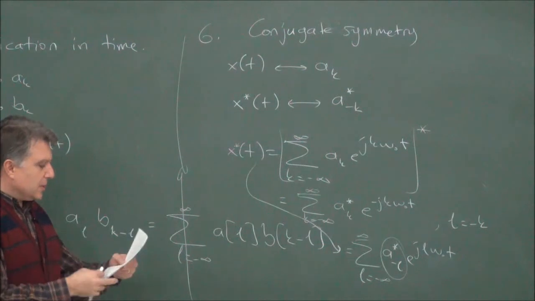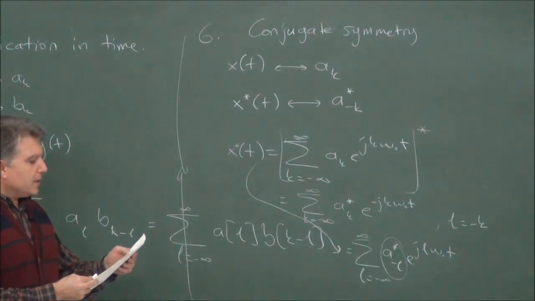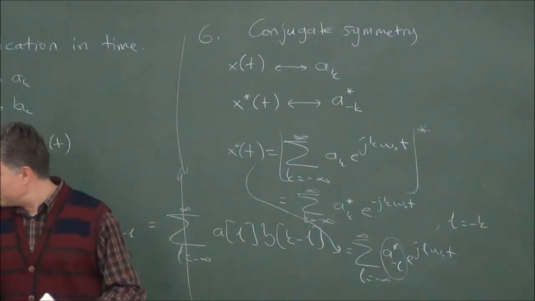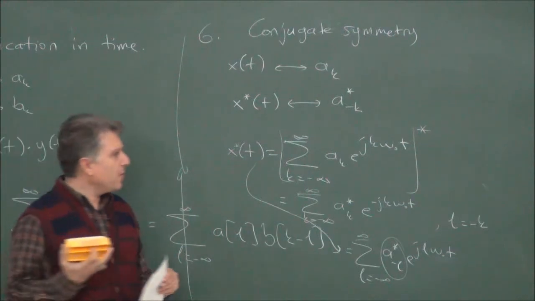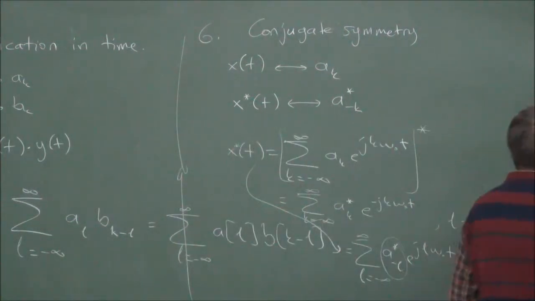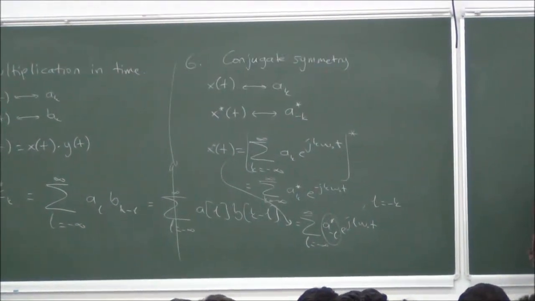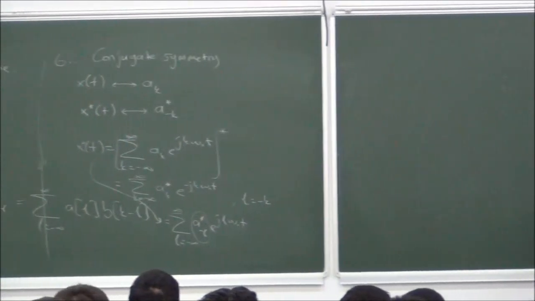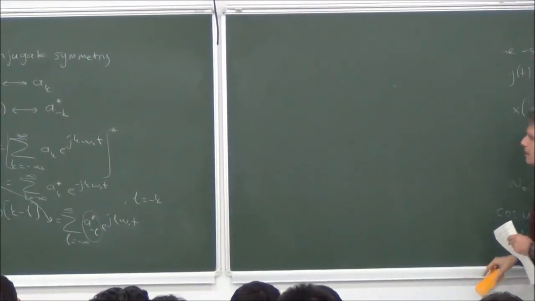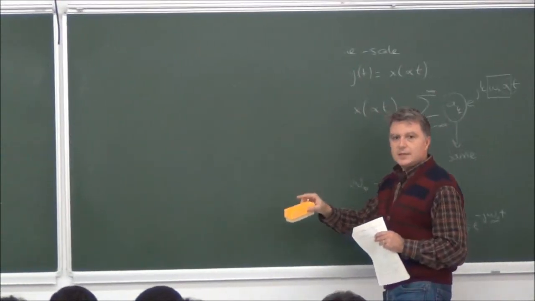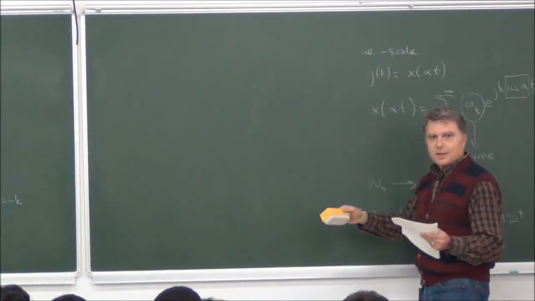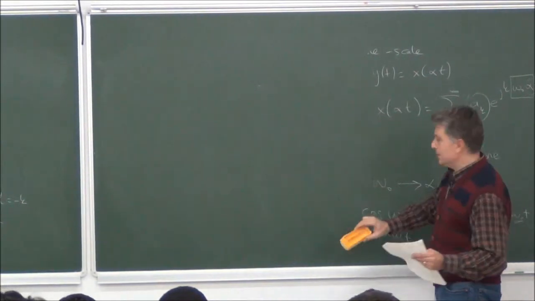So that is conjugate symmetry. But by itself, it doesn't mean much. We must elaborate a little bit further about how to use this conjugate symmetry property. Because we know that for real signals, the conjugate of x(t) is equal to itself. x conjugate of t is x(t) itself.